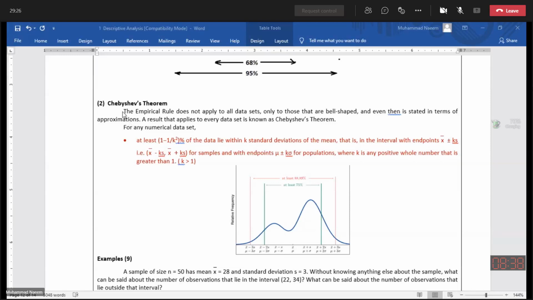So this one is a general case. It works also for normal distribution and also non-normal distribution. So what is the statement? That at least 1 minus 1 over k square percent of the data will fall within k standard deviation of the mean.